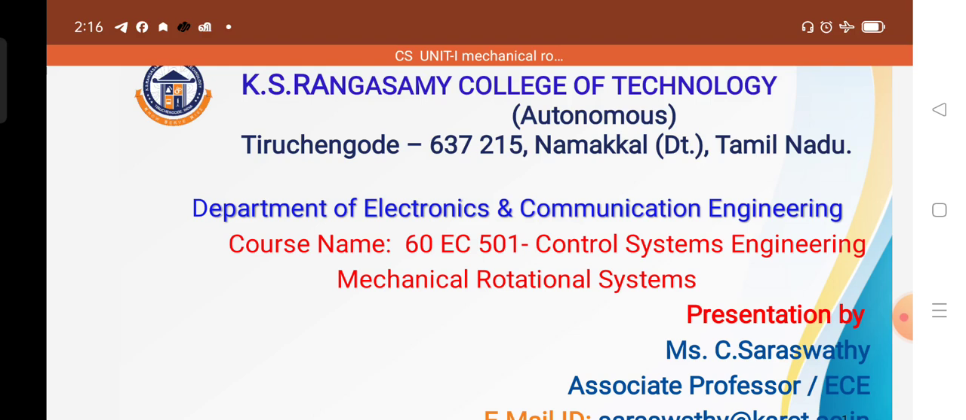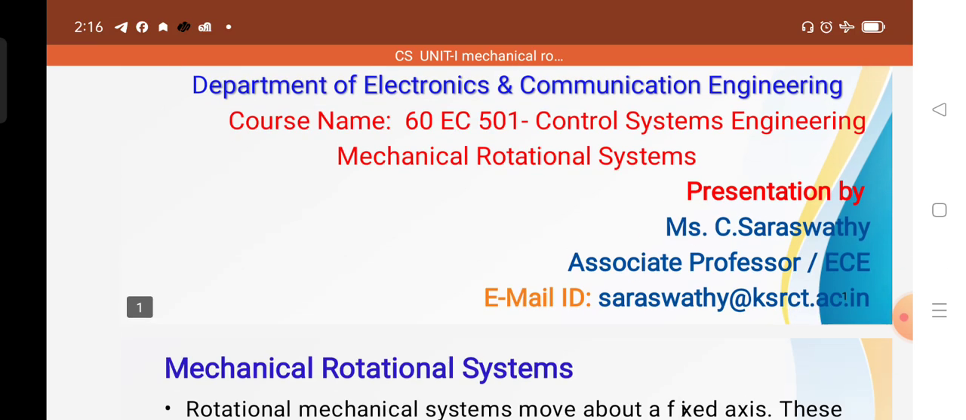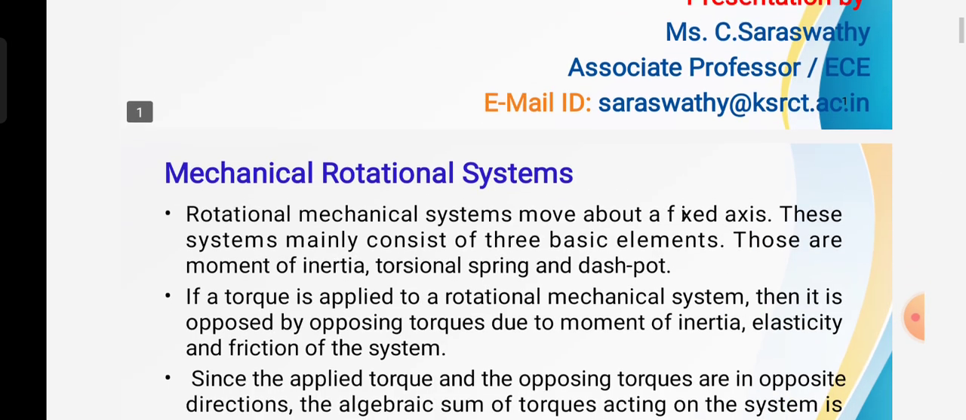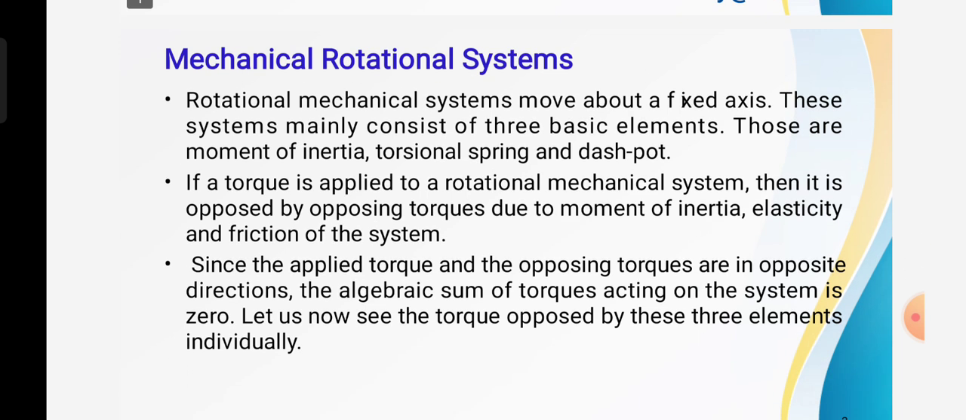Today we are going to discuss mechanical rotational systems. Now what are mechanical rotational systems? A mechanical rotational system means moving with respect to a fixed axis. It consists of three basic elements. First one is moment of inertia, second torsional spring, third dashpot.